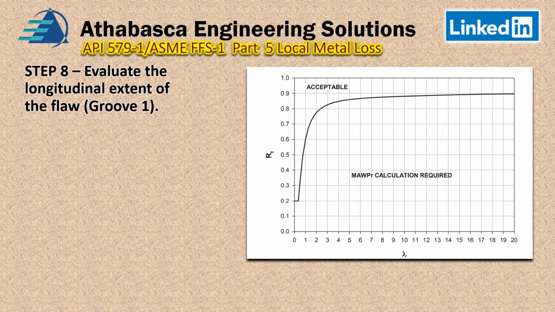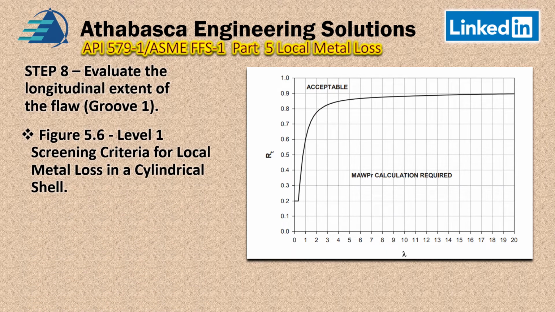So we're going to analyze the longitudinal extent of the flaw for groove 1. The table that we have is Figure 5.6, the Level 1 screening table. It's a nice table. It just gives you a quick assessment. It's good for an inspector who's in a hurry. They just include this in the report, as long as you match the geometry. In our case, we have a cylindrical shell, so this is the table we would use.